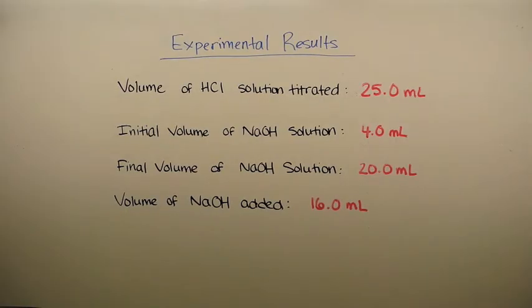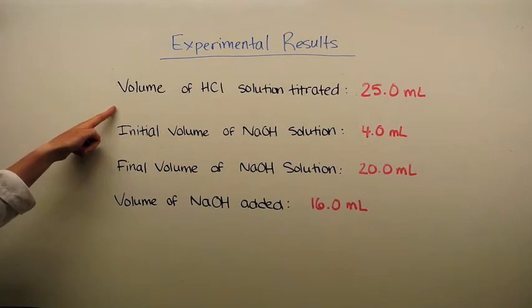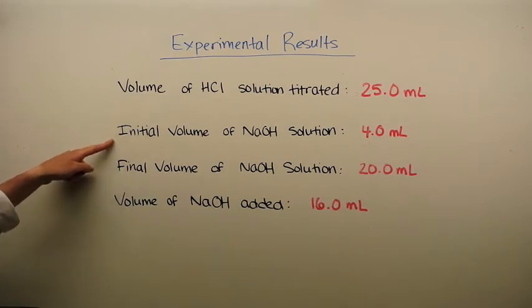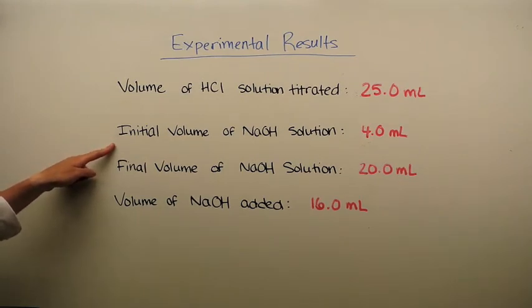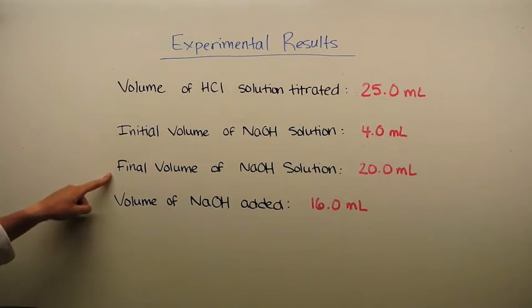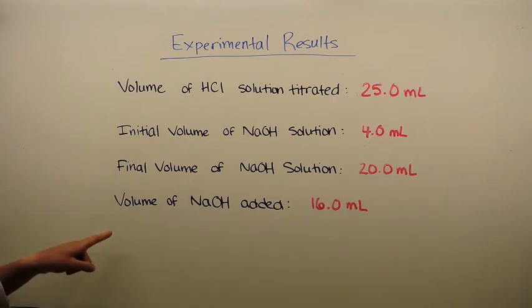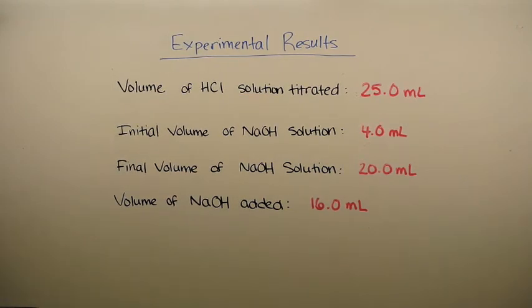From this titration, we collected the following data. We measured 25 milliliters of HCl, which we put in the Erlenmeyer flask. And then we measured 4 milliliters of the NaOH solution in the burette initially. Then, after we titrated the NaOH solution with the strong acid solution, we measured that there was 20 milliliters of NaOH solution left in the burette. Therefore, using the final minus initial rule, we calculated 16 milliliters of NaOH was added to the strong acid.